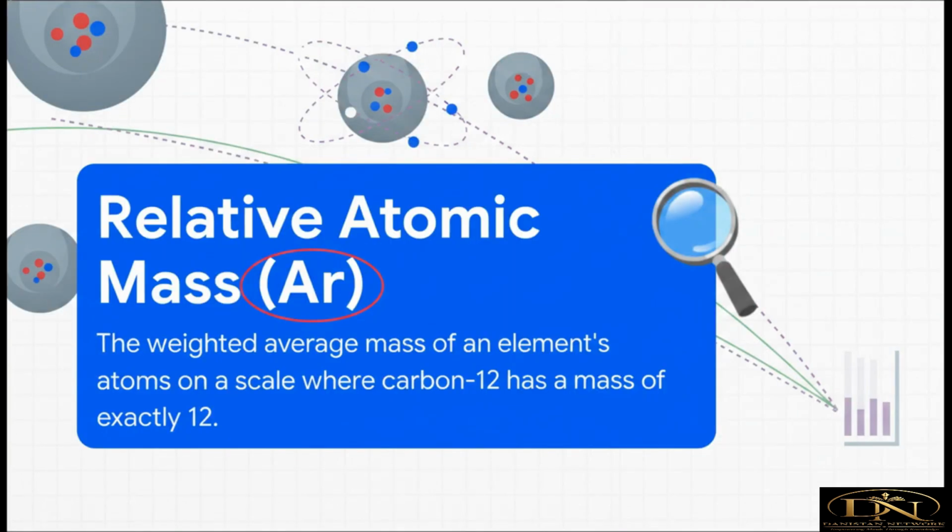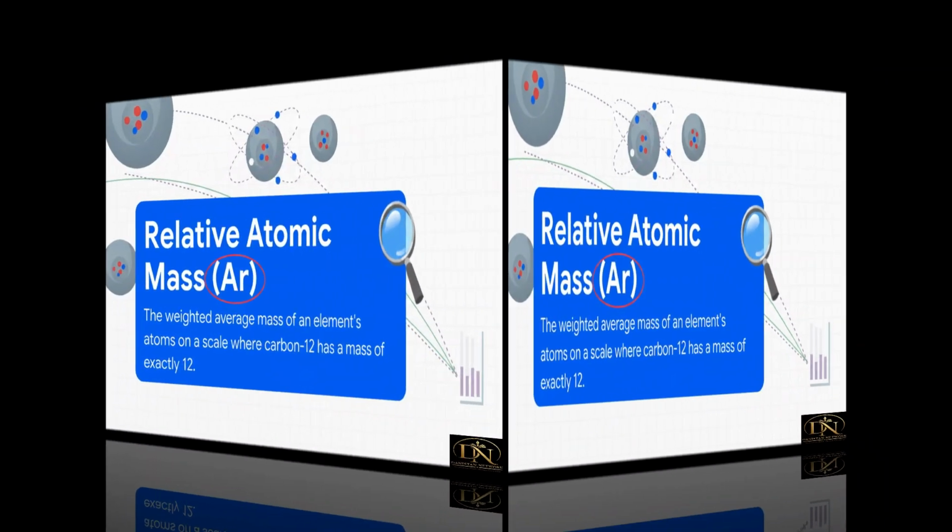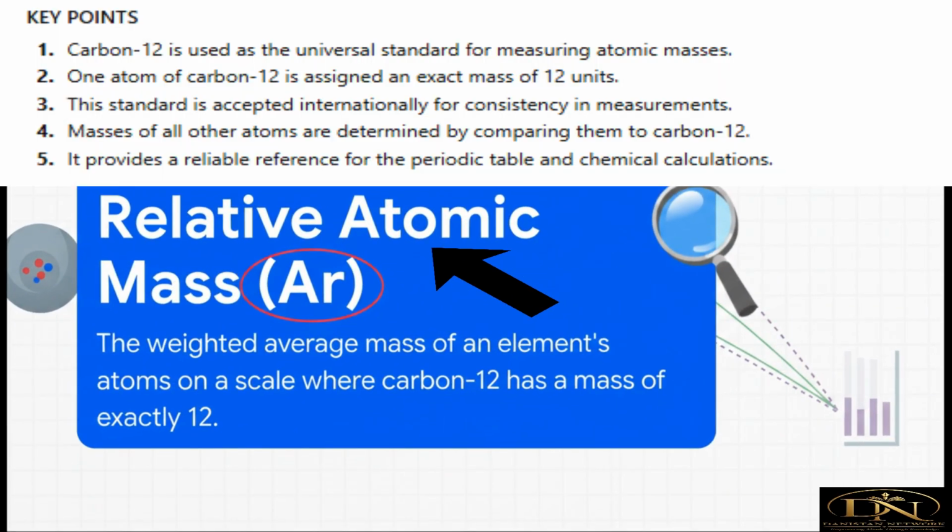And here's the official definition. The standard that everyone in the scientific community agreed on is a specific type of carbon atom called carbon-12. It's been assigned a mass of exactly 12 units. So the relative atomic mass, which we call Ar, is the weighted average mass of an element's atoms, all compared back to that carbon-12 standard. You absolutely have to remember those two phrases, weighted average and carbon-12 standard. They are the keys to understanding everything.